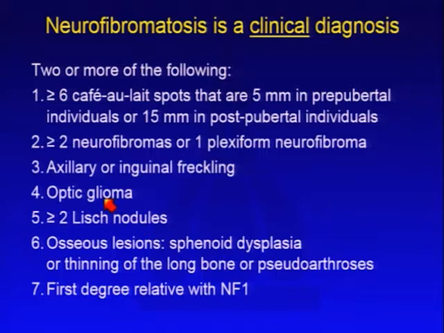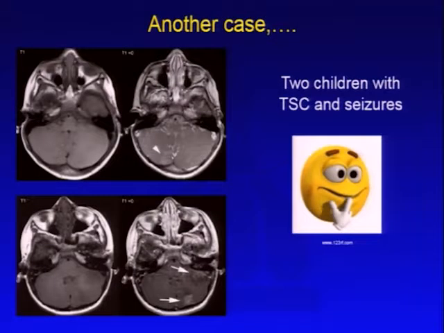And over here, there was an optic glioma, the patient had axillary freckling, the patient had a first-degree relative with NF1, so everything fitted at the end. So you have to be careful not to miss a tumor, not to underdiagnose a tumor.